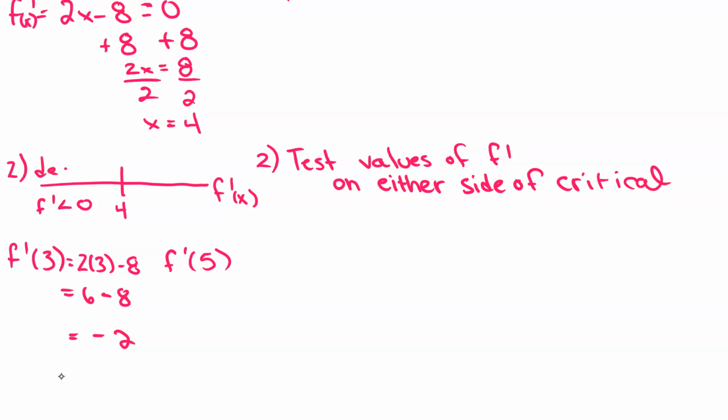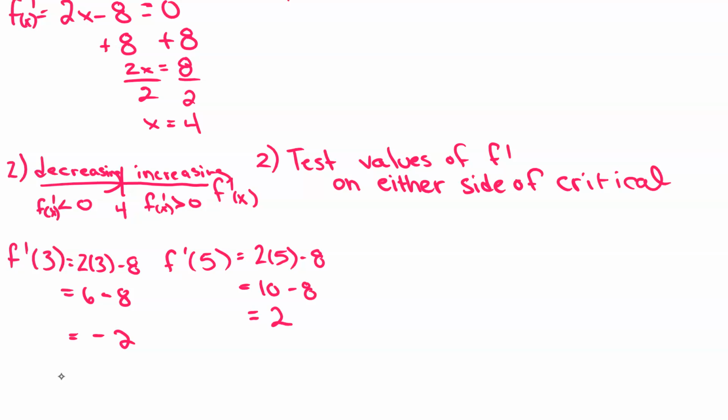which means we're decreasing. And then if we check our right-hand side, we've got a positive first derivative, so we're increasing. So if we are going to write this, then we've got increasing from 4 to infinity and decreasing from negative infinity to 4.